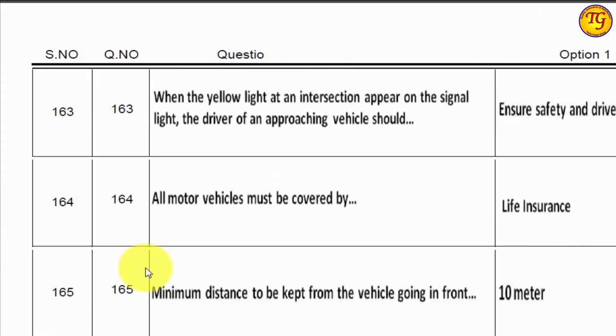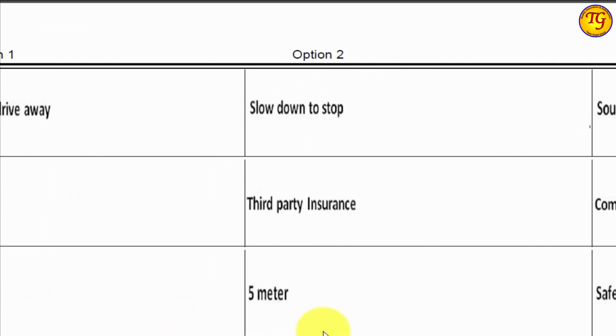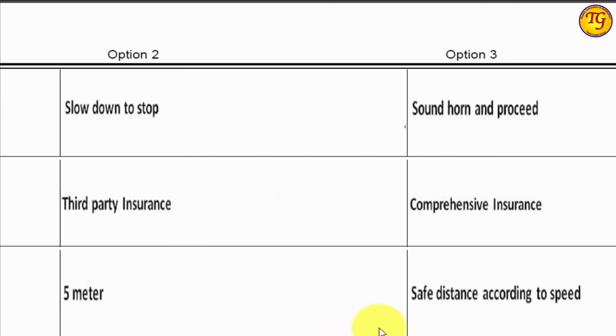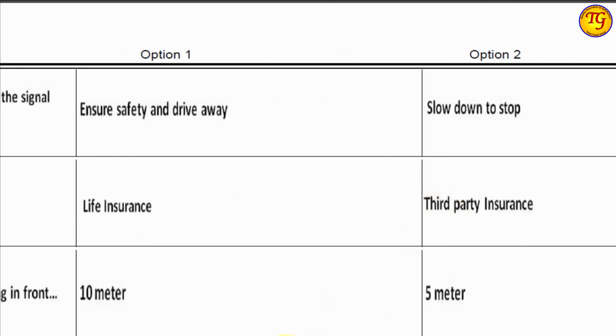Next question, question number 163. When a yellow light at an intersection appears on the signal light, the driver of the approaching vehicle should ensure safety and drive away, slow down to stop, sound horn and proceed. So option number 2 is the correct one, slow down and stop.